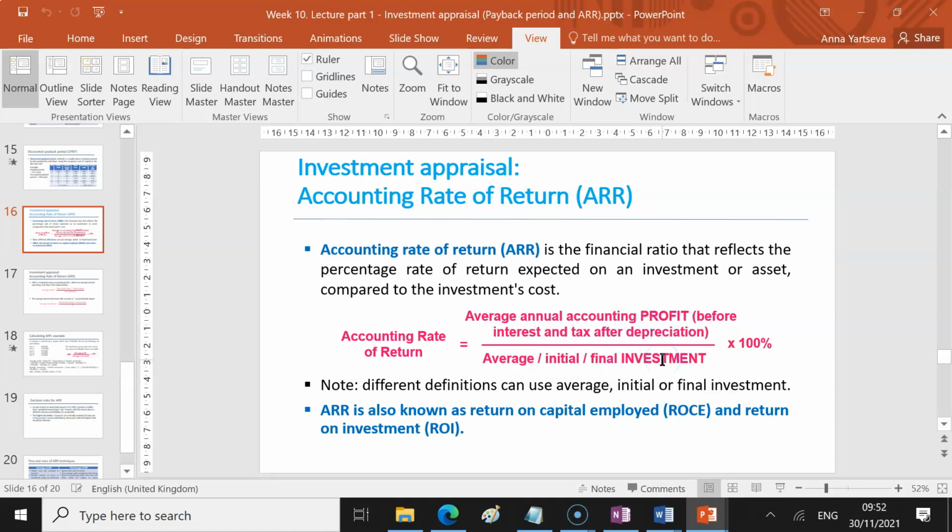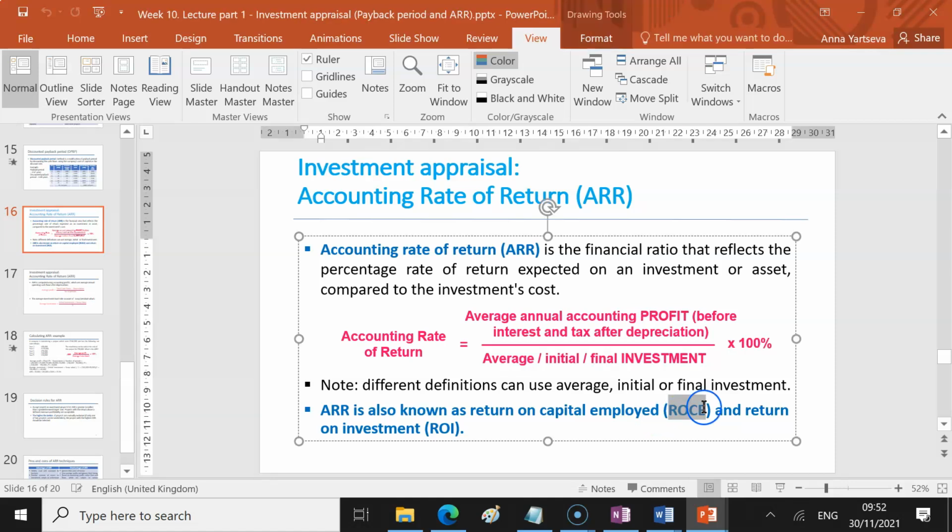So if you've invested £100 and you've generated £15 profit, your accounting rate of return is 15%. You always take profit and divide it by the investment size. So it's just a normal standard accounting ratio. There are different names for it, different versions of this formula: rate of return on capital employed, return on investment, and so on. You always take some measure of profit and divide it by investment.